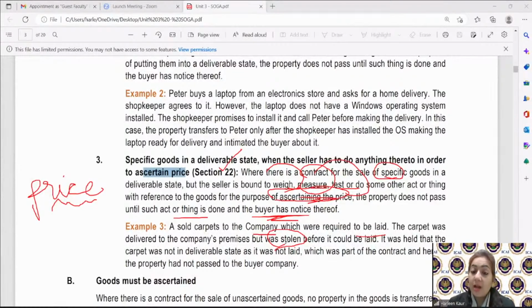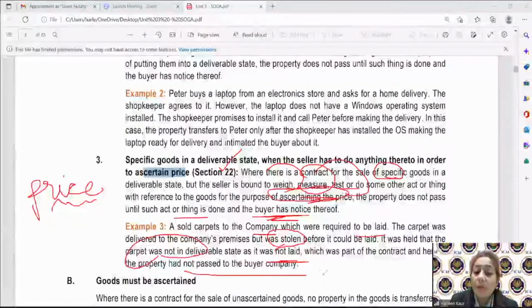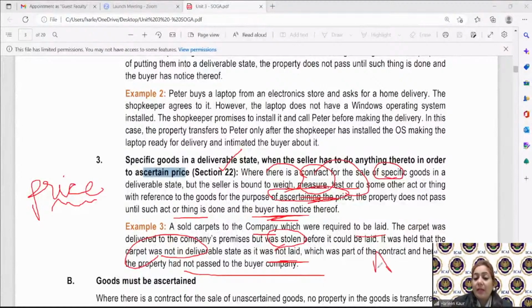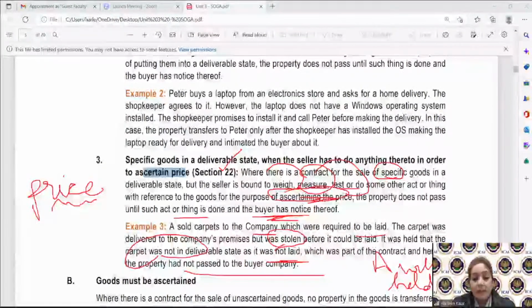So अब सबको क्लियर हो गया. प्राइस डिटरमिन करने के लिए तो हमें उसको ले करना जरूरी था ना. So since the carpet was not in deliverable state because they have still not been laid, therefore property has not passed to the buyer company. Therefore only seller will be held liable. A will be held liable in this case. लिख के रखो. A will be held liable.